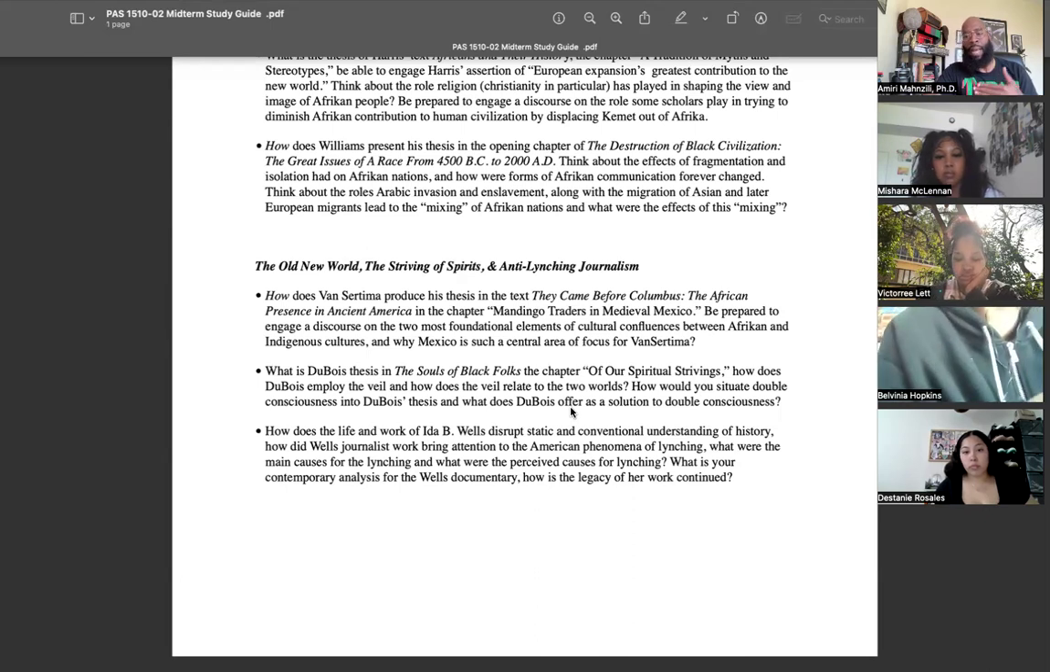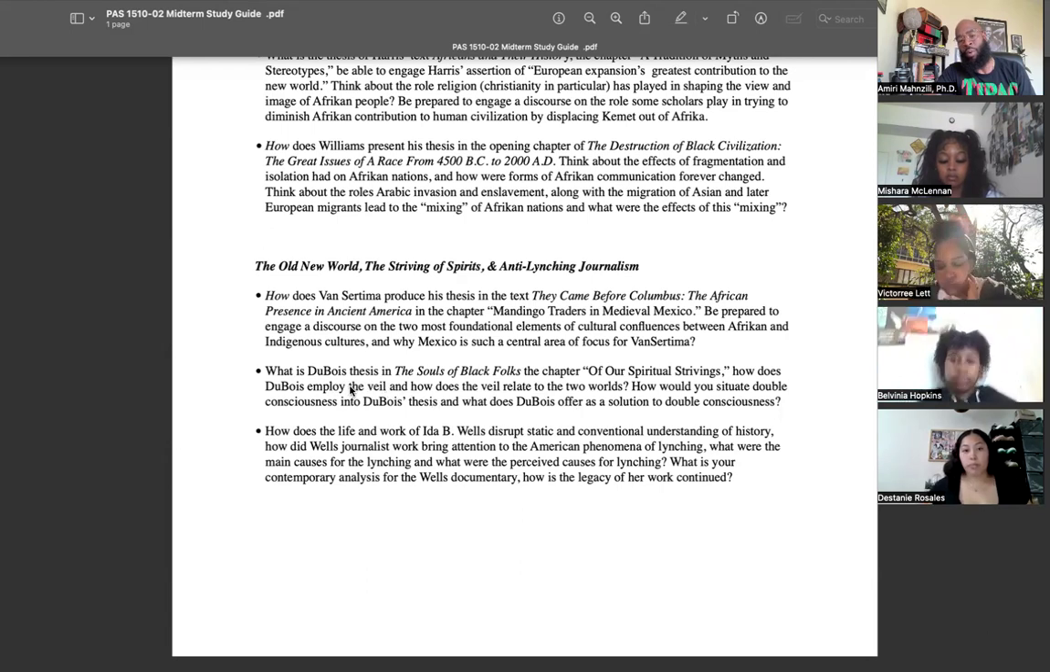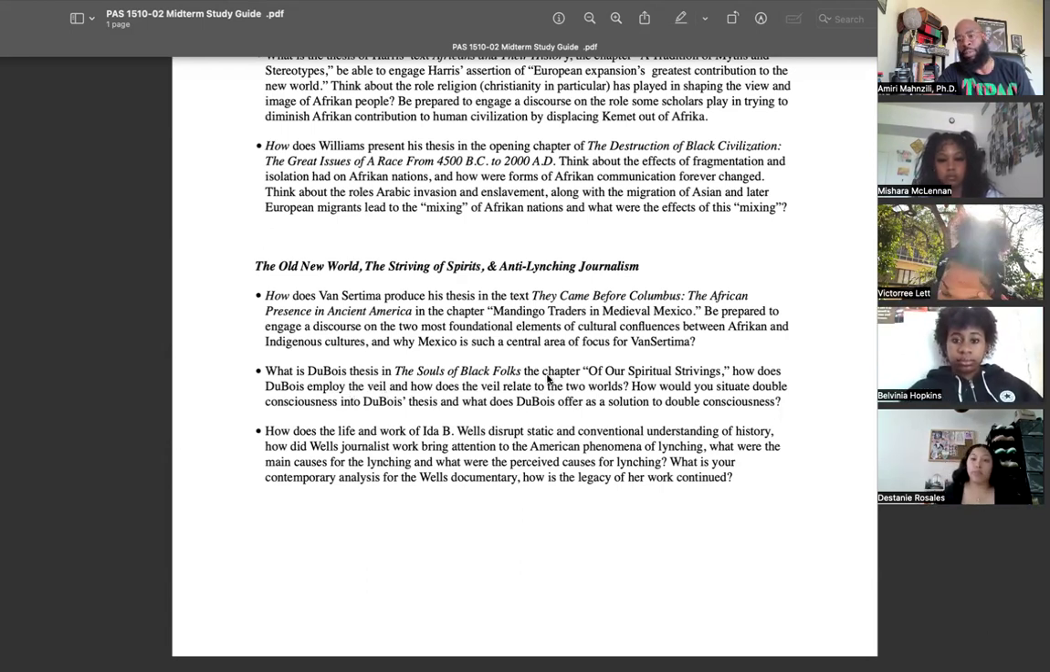So that's all I'm asking you to do: think about the first component of the question as it relates to the second component of the question, right? So if you know how Du Bois is using the veil, if you know how the veil works, then you know that the veil works to separate the two worlds, right? So you should be able to speak to that and have a conversation around that. How would you situate double consciousness into Du Bois's thesis?